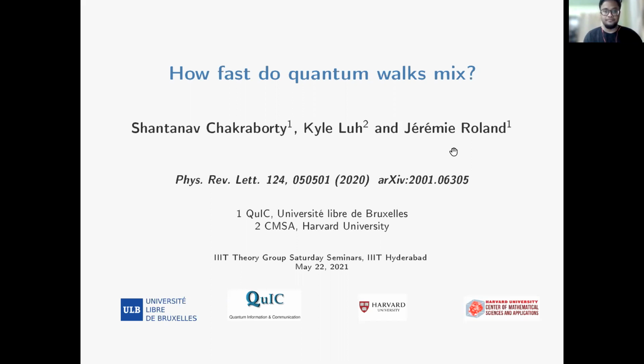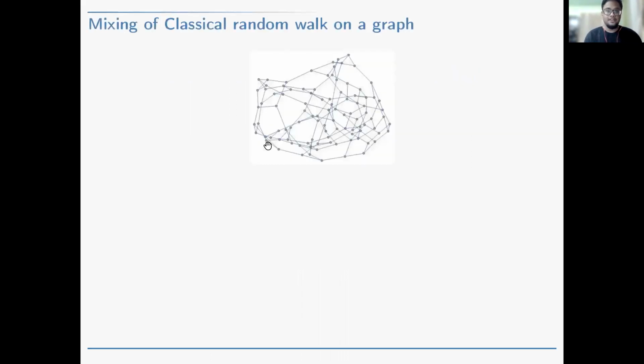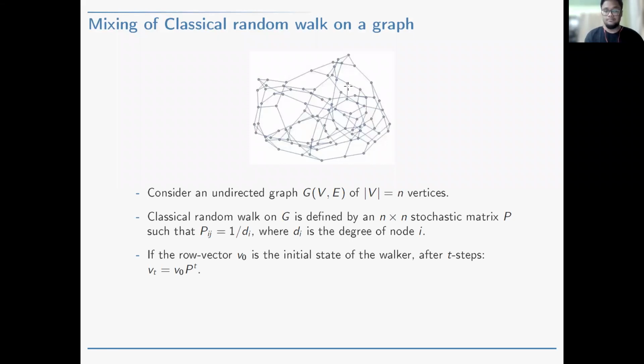Okay, so let's begin. Let us begin with this notion of mixing for a classical random walk on a graph. I'm sure many of you have heard of what a random walk is, but just as an introduction, we could consider a simple graph of n vertices and e edges. Then the random walk is defined by a stochastic matrix P, such that the ijth entry of the stochastic matrix is 1 over the degree of the ith node.